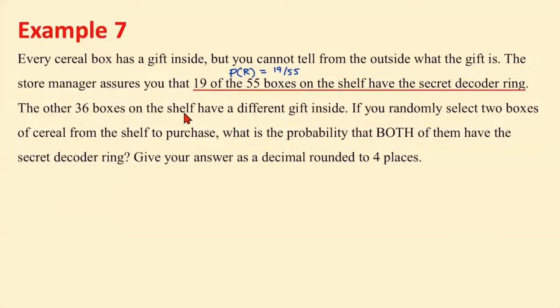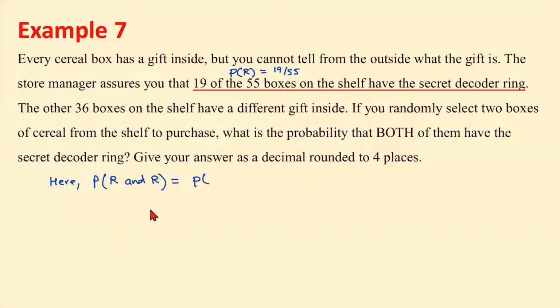The other 36 boxes on the shelf have a different gift inside. So it will not be the decoder ring, instead it will be something else. If you select 2 boxes of cereal from the shelf to purchase, what is the probability that both of them have a secret decoder ring? And we are asked to give the answer to 4 decimal places. So here we want the probability that the first one is a ring and also the second one is a ring. Because we have AND, this is the multiplication rule.